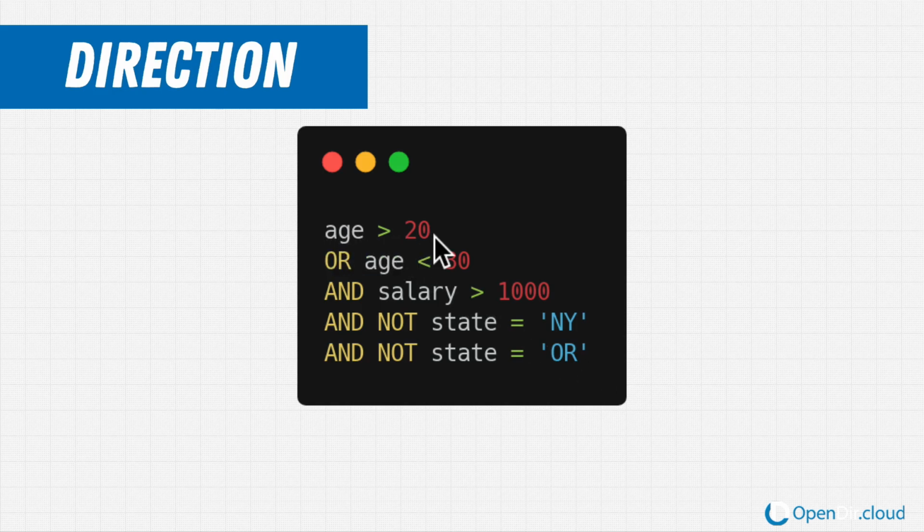Age larger than 20 years old or age below 30 and the salary larger than 1,000 and not from the state of New York and not from the state of Oregon. Well, what would happen here? Because we lost the parentheses, right? So how would we read this? What's going to happen? Well, I'll tell you.